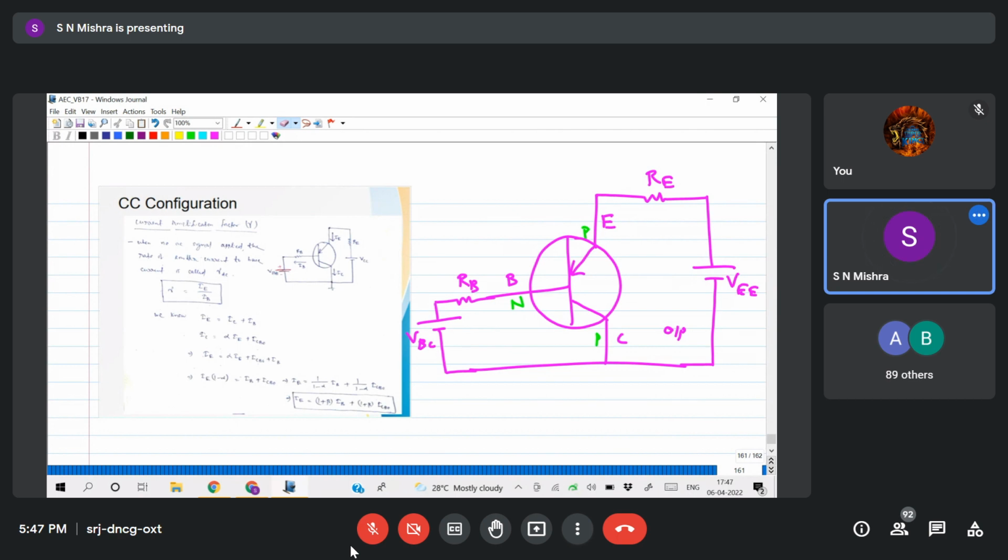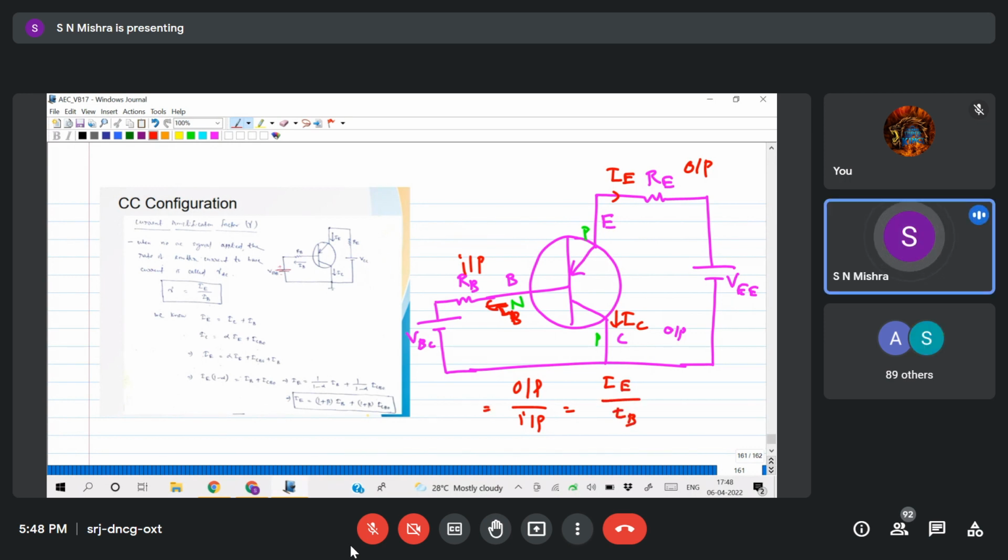Now we'll represent the current. So this is your IE. This current is outgoing IC. This current is outgoing IB. So output by input. What is my output current? What is my input current? Tell me. This is my output side. This is my input side. So what is my output current? Sir, IE by IB.